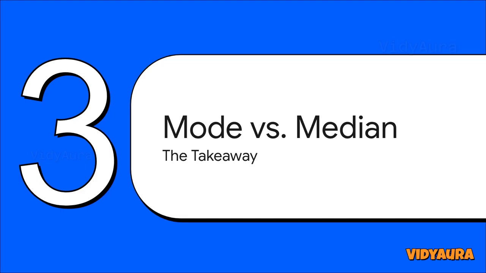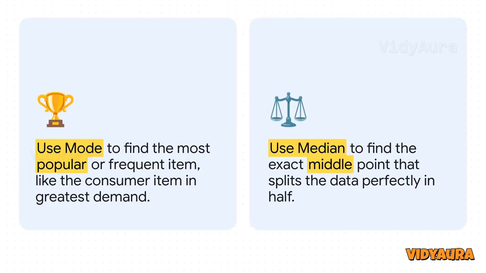So there you have it, 2 really powerful tools for finding the center of your data. But this brings up a big question. Which one should you use and when? Well, it really all depends on the story you're trying to tell. The mode is your go-to when you want to know what's most common, what's in the highest demand. The median, on the other hand, gives you the true halfway point, and it's fantastic because it isn't easily thrown off by a few really high or really low numbers.